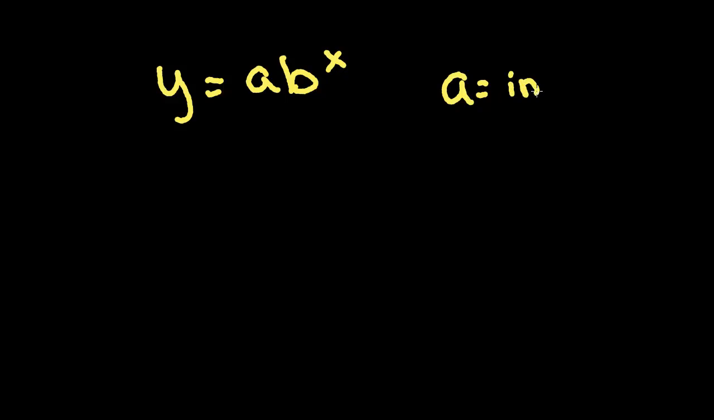So all of our problems we dealt with were of the form y equals ab to the x. A was equal to the initial amount, and b was our rate of change.